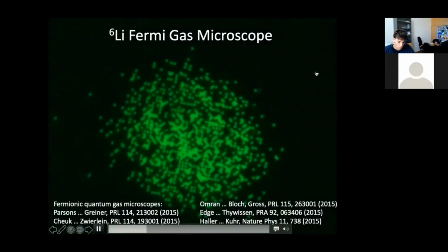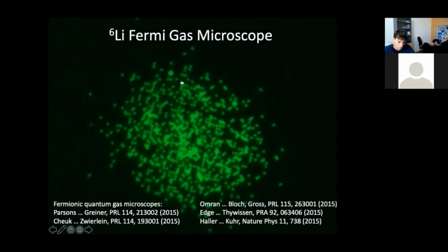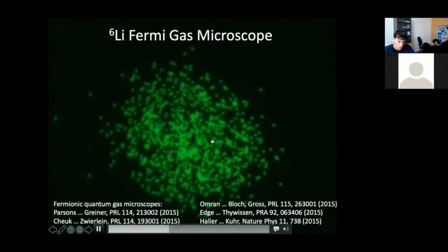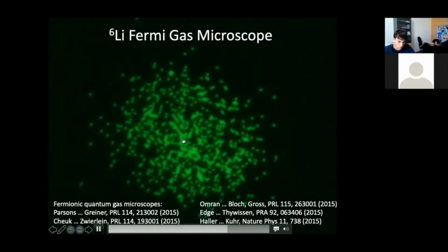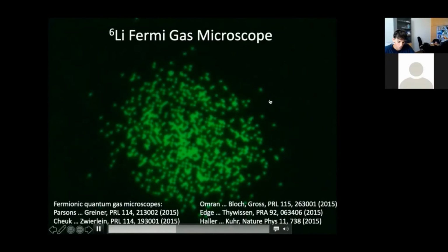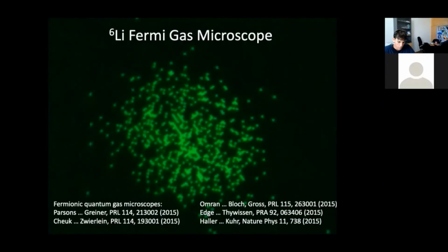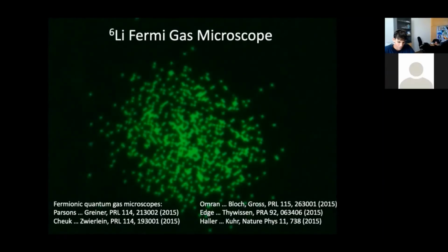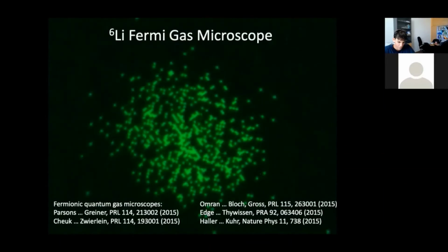So here's an example of this. These are atoms living in this lattice. Each one of these green dots is an atom. Before we took this picture, this was a quantum mechanical system containing roughly 1,000 atoms or so. Each of these atoms was delocalized over the lattice. There was tunneling happening.